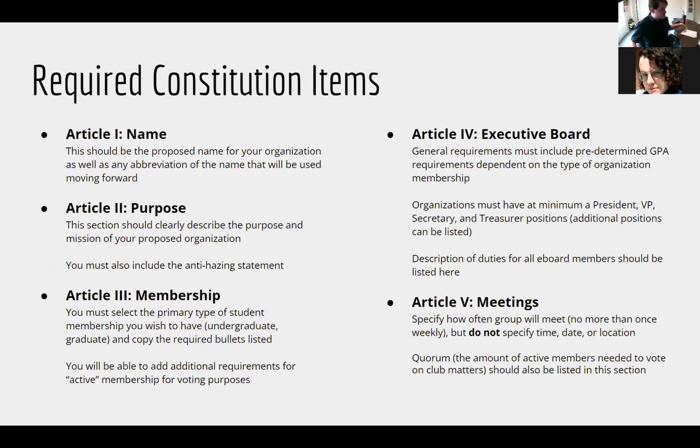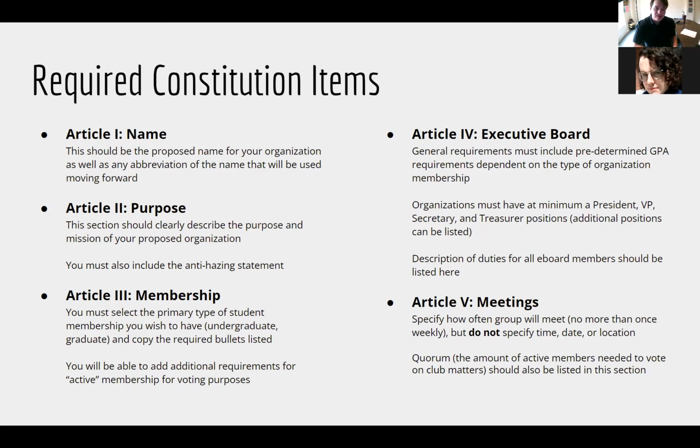So now let's get into our required constitution items. All of these items are found in the model constitution as well, but let's just quickly go over them. First you have Article 1, which is your name. This should be the proposed name for your organization, as well as any abbreviation of the name that will be used moving forward. For example, the Vietnamese Student Association would write that their name is Vietnamese Student Association, and also VSA, which is their abbreviation.